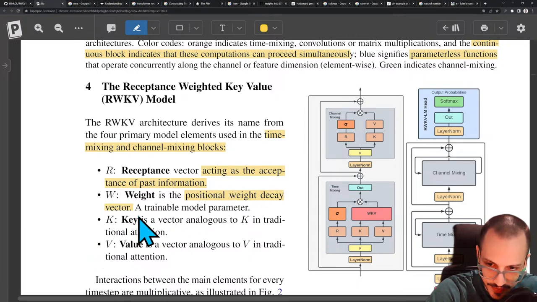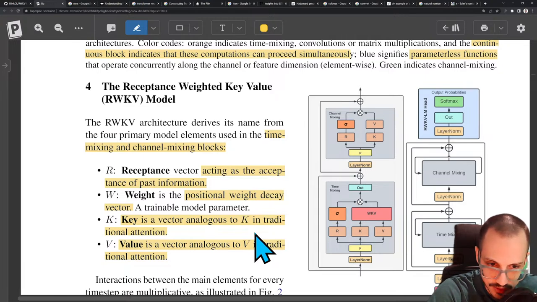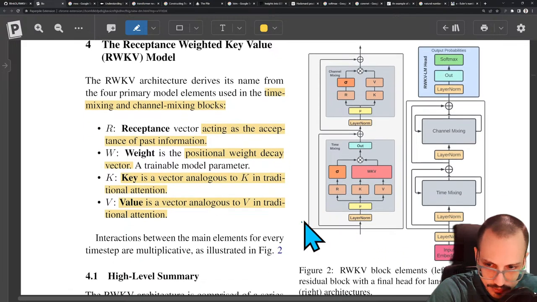K, the key, is a vector analogous to the K in traditional attention, which, in the words of Karpathy, is the things that I have. And V, the value, is the vector analogous to V in traditional attention, which, according to Karpathy, is the things that I want to communicate. So interactions between main elements for every time step are multiplicative, as illustrated in Figure 2.